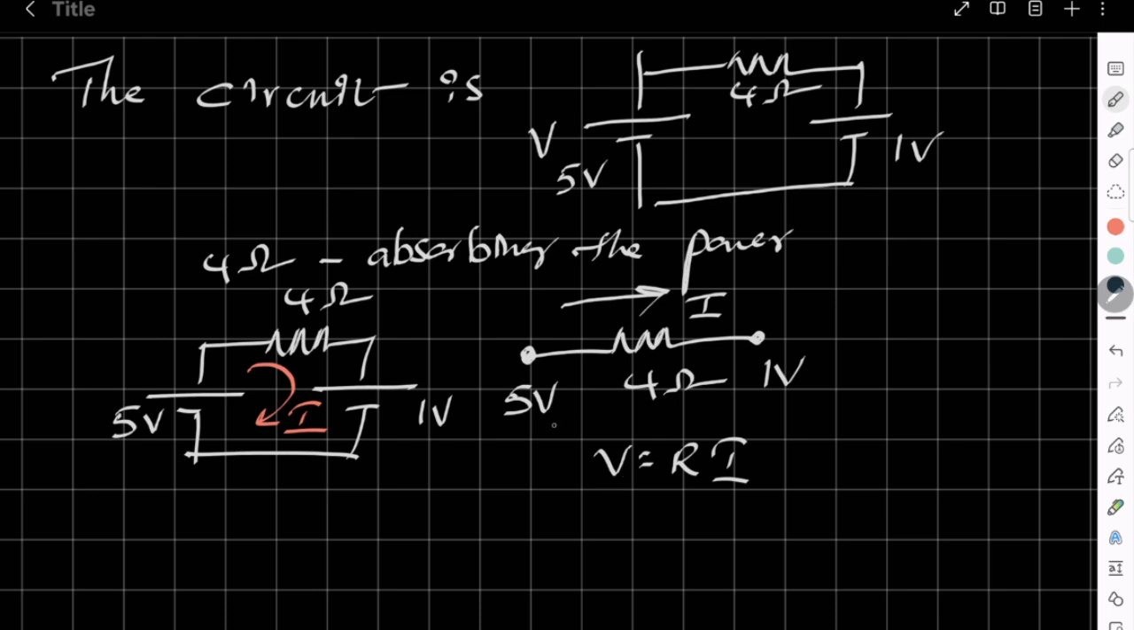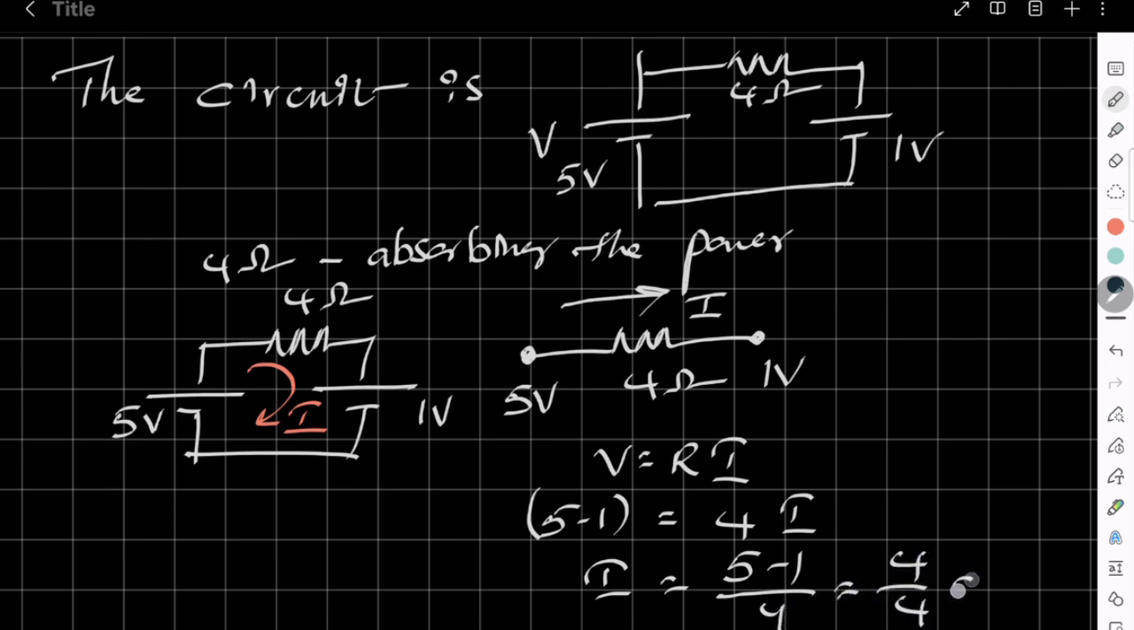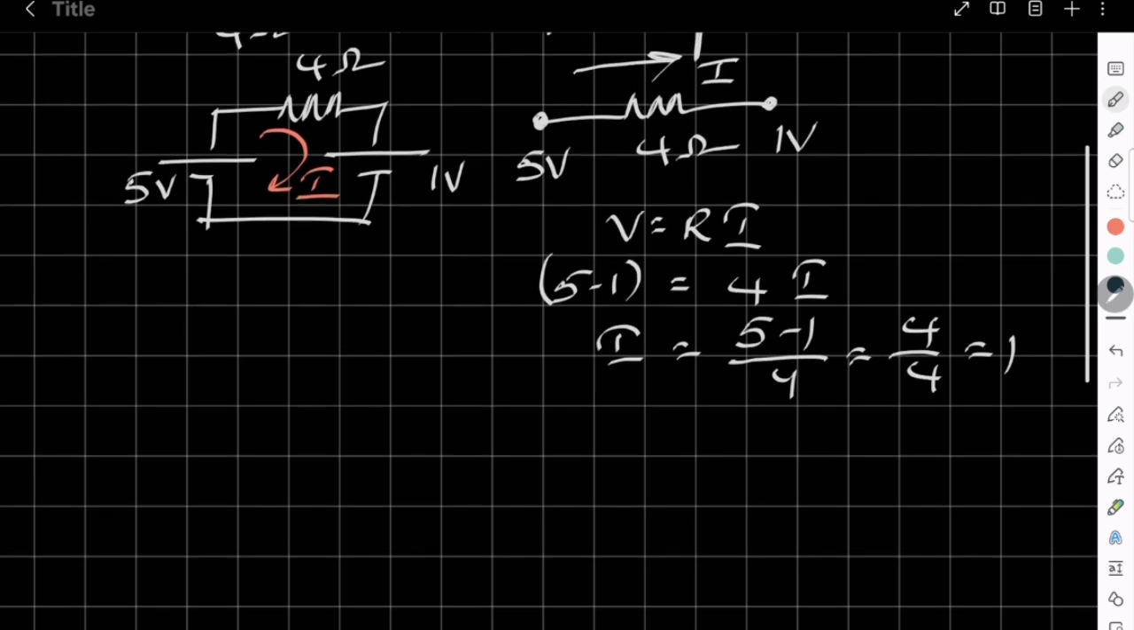So the voltage across the element is nothing but we have to take 5 minus 1. That is the voltage across the element 4 ohms. That is equal to the resistance value 4 times the current we need to find. So current is equal to (5 minus 1) by 4, that is equal to 4 by 4, that is equal to 1. So 1 is the current passing through the circuit.